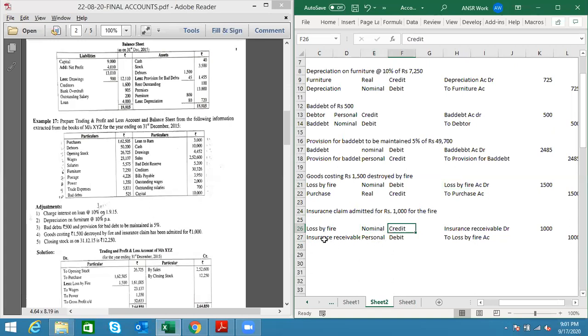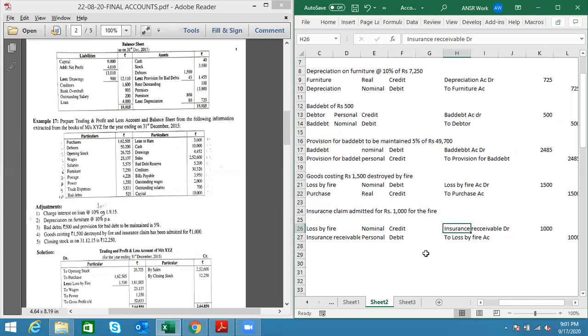Insurance receivable, again, is representing another name for the insurance company. Now here they have to pay us, meaning that they are the debtor. So we had the concept of debit the debtor, credit the creditor. So there will be debit on that concept. The entry is insurance receivable account debit to loss by fire.